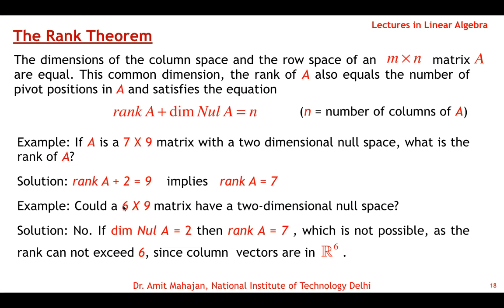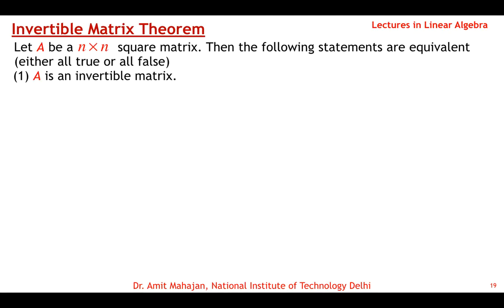Okay, so here it cannot exceed 6, but if the dimension of the space is 2, then the rank has to be 7, which is not possible. Okay, so finally I gave you the invertible matrix theorem.